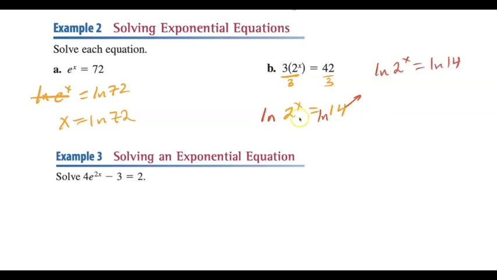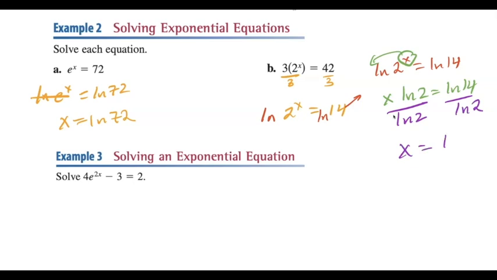Anytime you cannot get the bases to match, you want to take the log or natural log of both sides. I'm going to take natural log because the letters are a little shorter. There's only 2 of them instead of 3. And then we have to move this power to the front. x times natural log of 2 equals natural log of 14. And now we just got to get the x by itself. We'll divide both sides by natural log of 2. And that's it. You can't do anything else. You got natural log of 14 over natural log of 2.